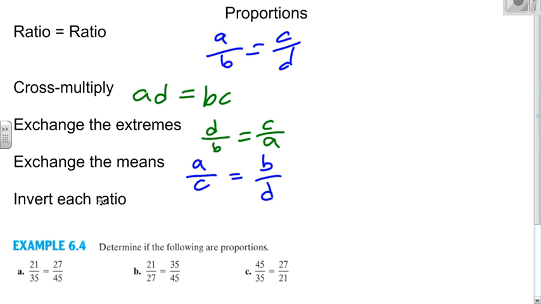Or you could invert each ratio. That means flip each ratio. So you could get B over A equals D over C.